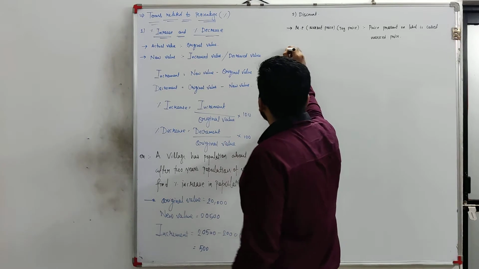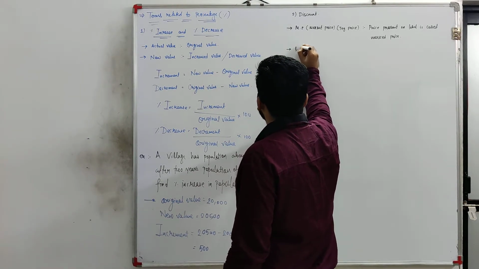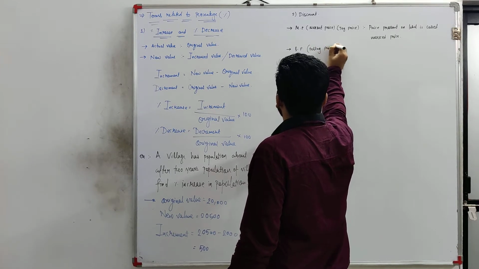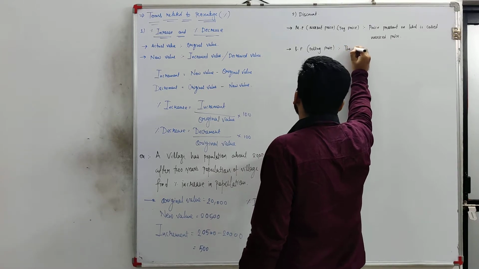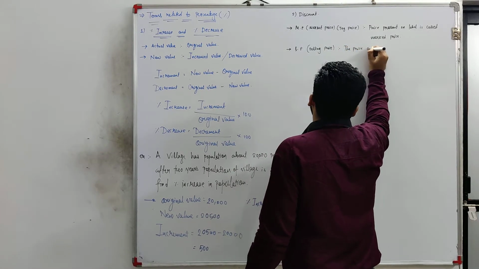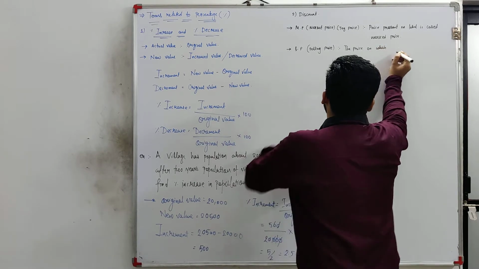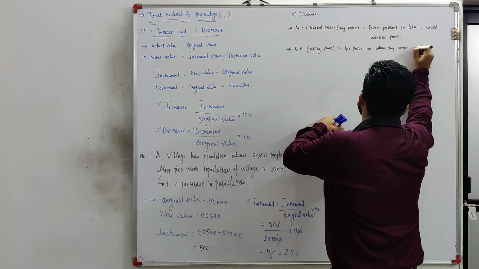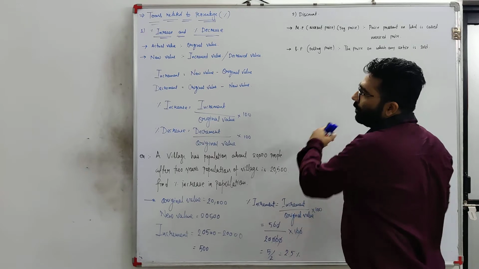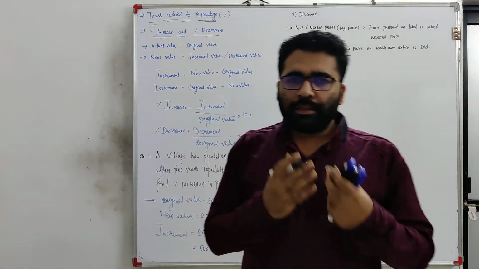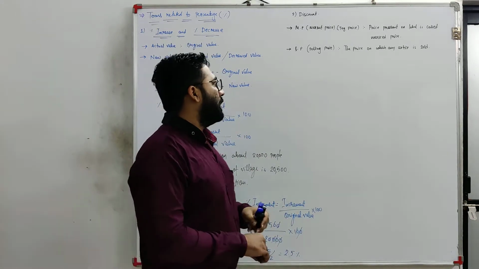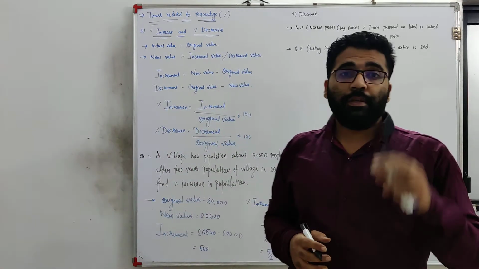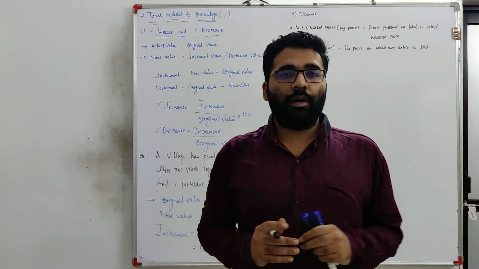Now the second one is the selling price, SP. Selling price, we can say, is the price at which any article is sold after removing the discount. After removing the discount, the price at which it is sold is called the selling price. So what is the discount? The discount is the difference between the mark price and the selling price.